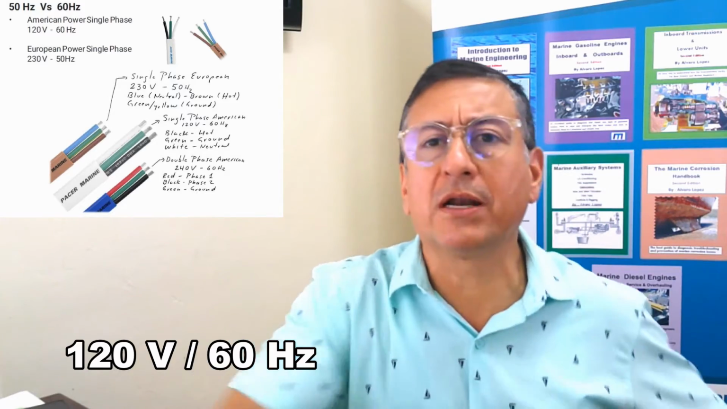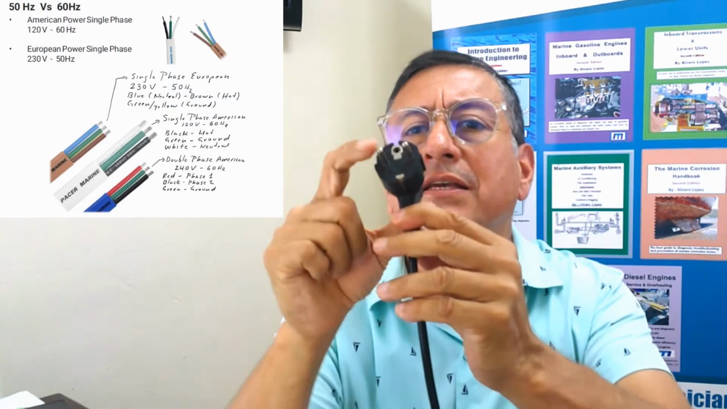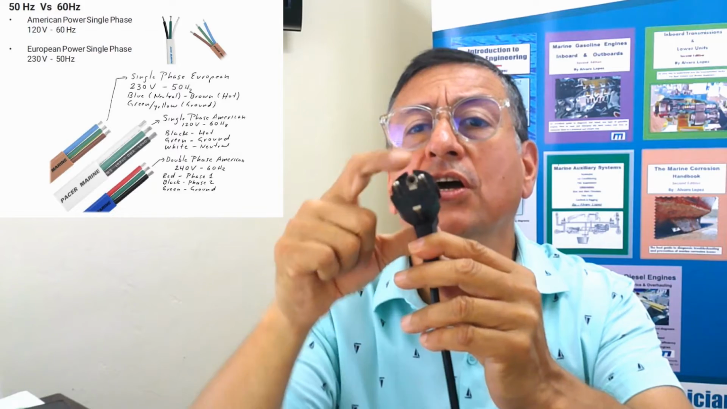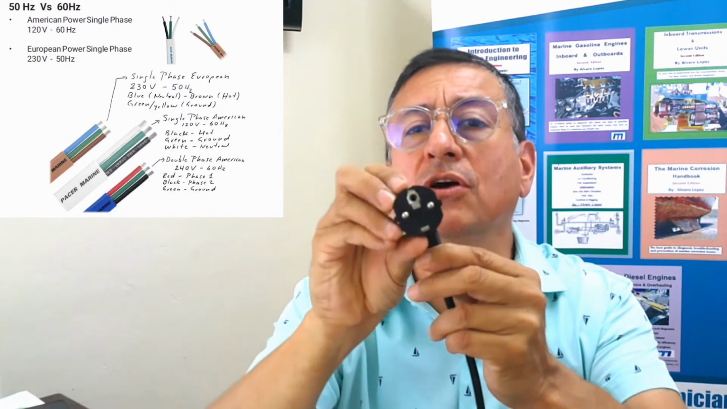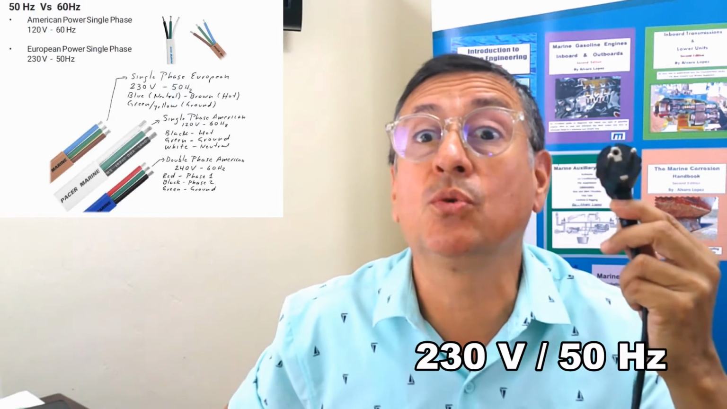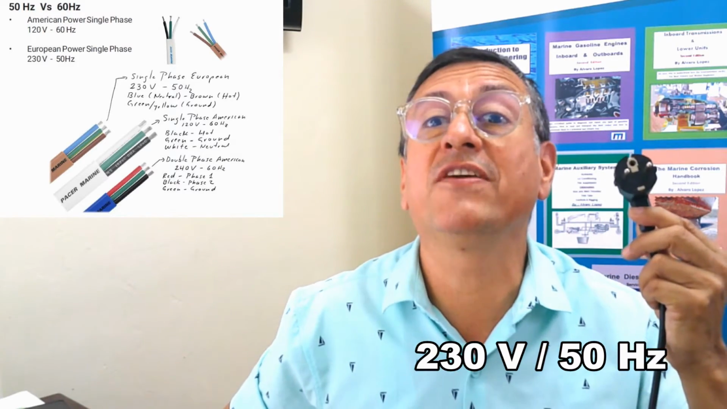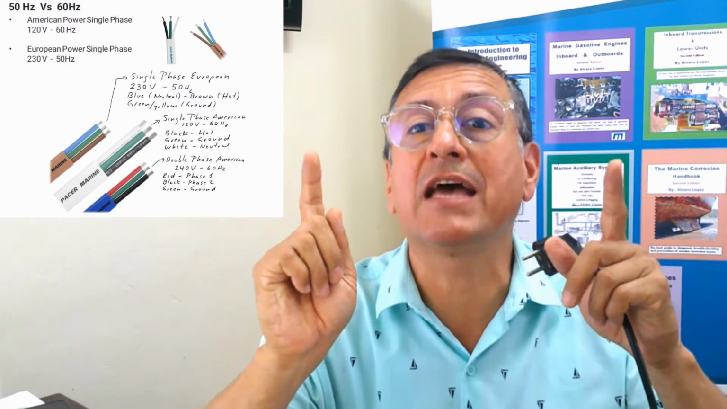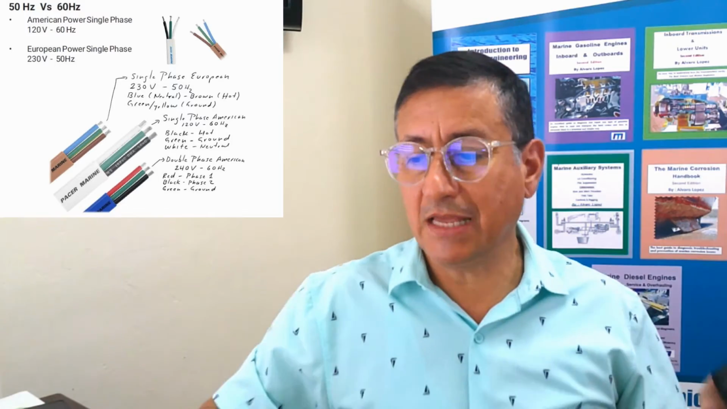In European power, the outlet is rounded, and you have hot, neutral, and the ground. The ground is on the case. Between hot and neutral, in the European power, you have 230 volts and 50 hertz, 50 cycles in 1 second. That's the main difference.